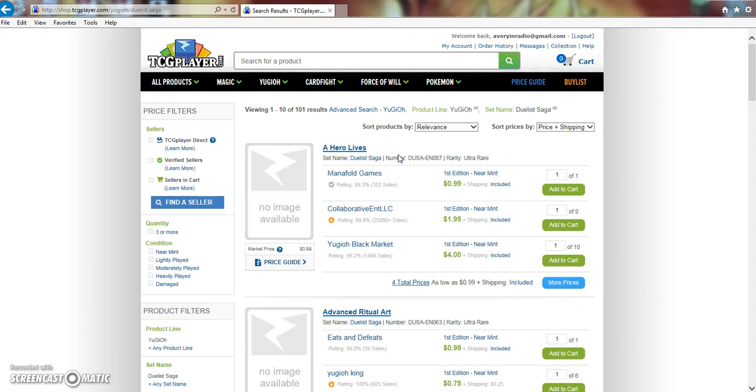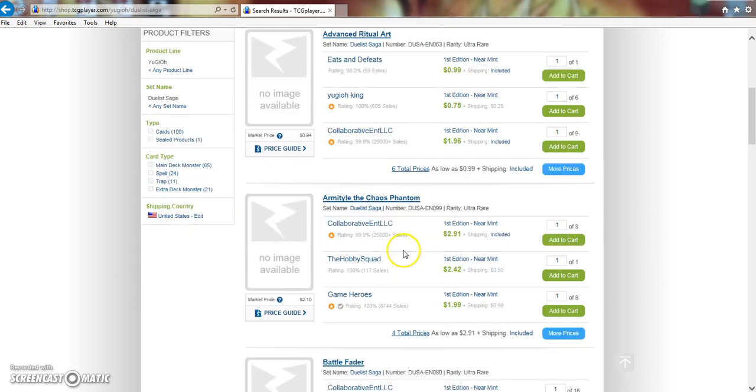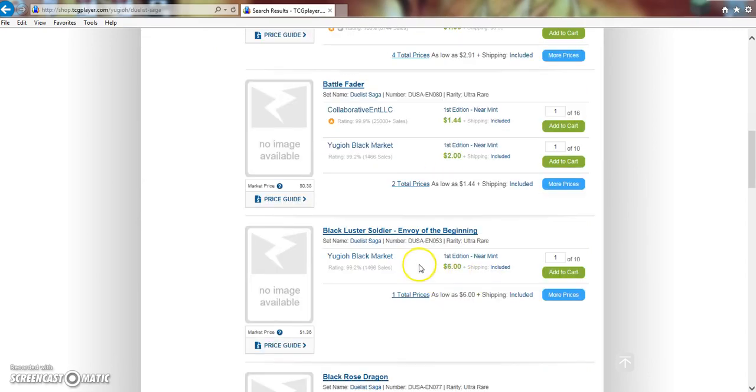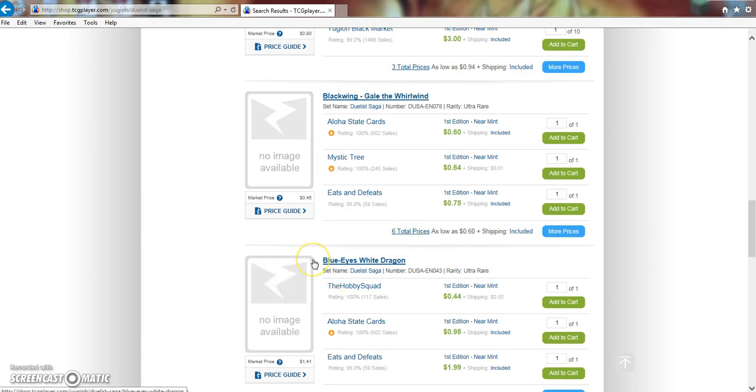But yeah, week one syndrome is always something that you have to look out for just because of the fact that, you know, prices are all over the place. Prices are skyrocketing, especially with a new set such as Duelist Saga that has a lot of good reprints and everyone's trying to get a little piece of the pie of every single card in the set. I mean, you're going to see stuff right on release like Armatile the Chaos Phantom at $2 to $3, Battle Fader $1 to $2, Blacklist Soldiers $6. Of course, these prices go up and down depending on how many more you're able to get into the market.